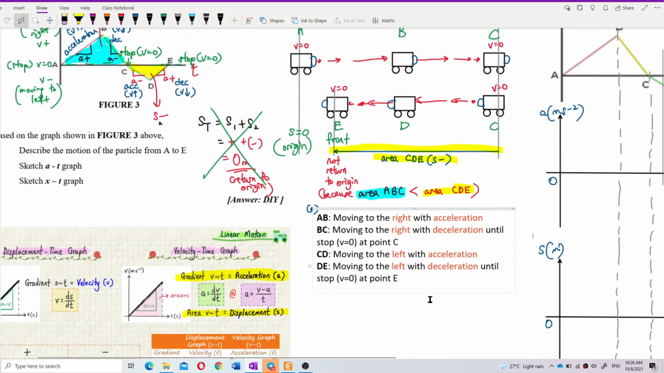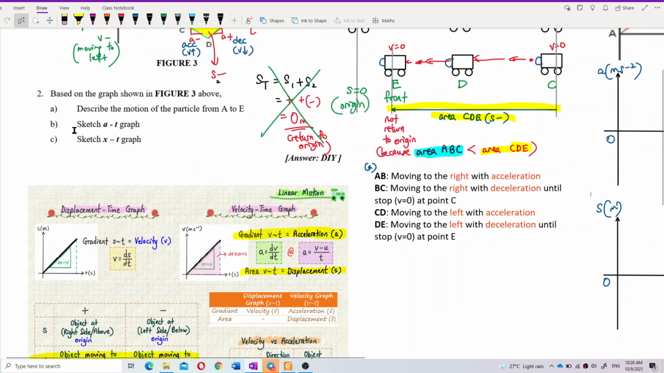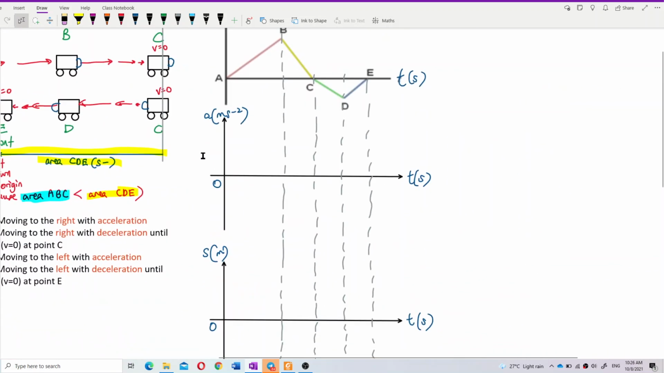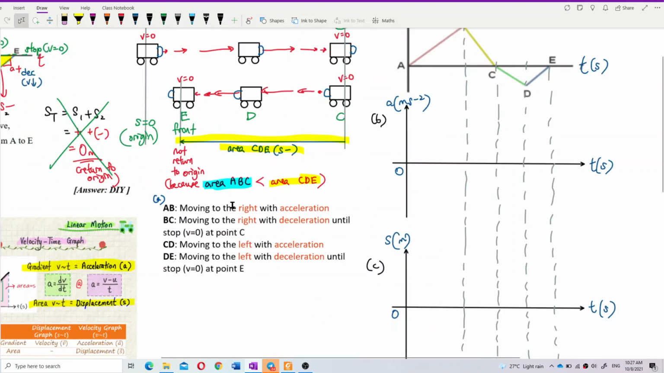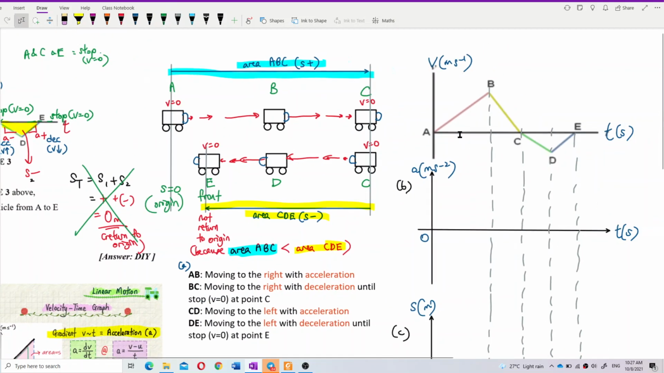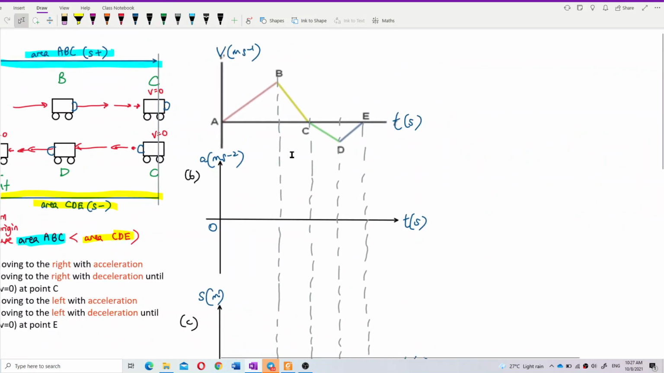That's it for part A. Now sketch the graph, the acceleration time graph. So how to sketch the acceleration time graph? I have already written here. Sorry, this is question B and this is question C. Now how to draw? Question B is the acceleration time graph. So how to draw the acceleration time graph?